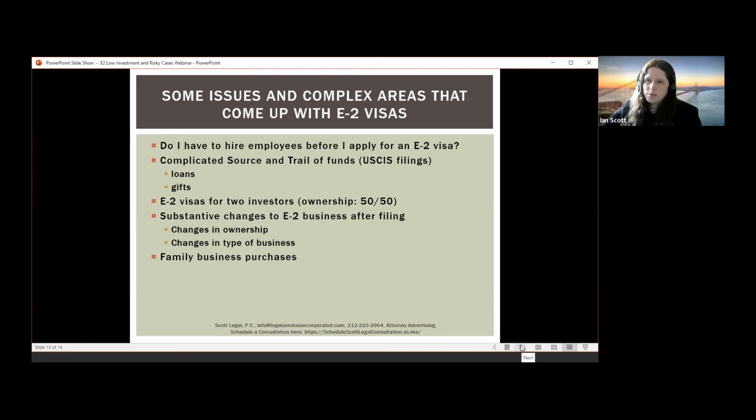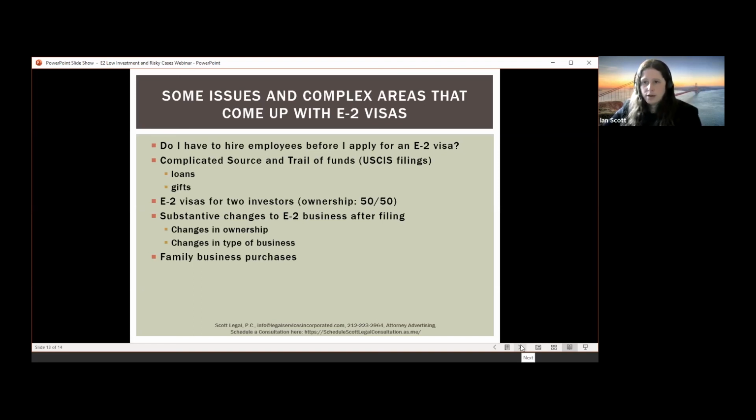There are some nuances with this, regarding operational control, but generally 50% of the company always has to be owned by treaty country nationals. And if you're contemplating some type of change where you are going to drop below 50%, you should speak to your attorney before that happens to make sure it doesn't implicate anything negative about your E-2 status.